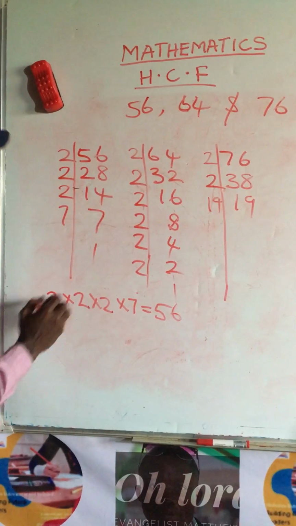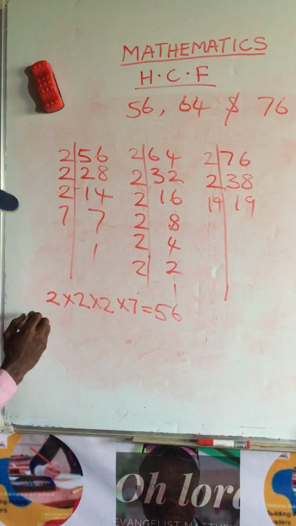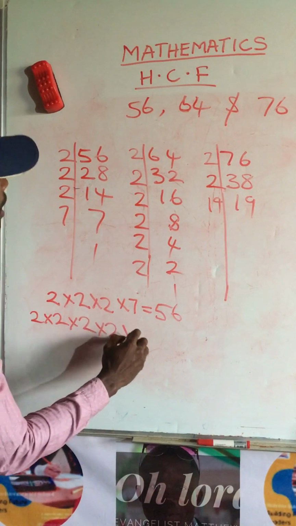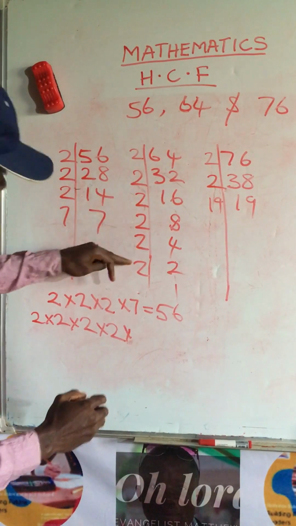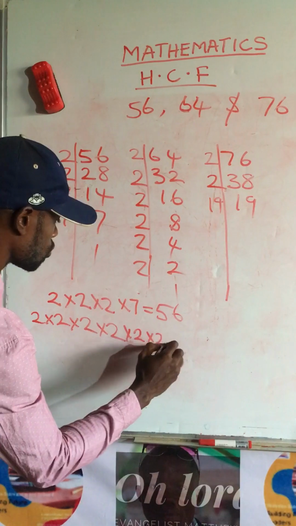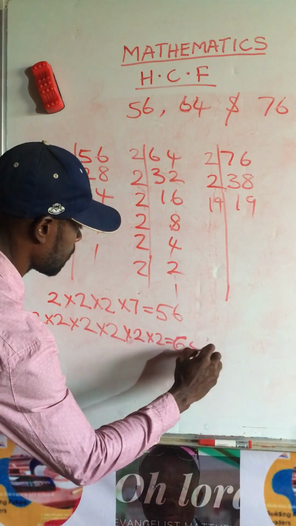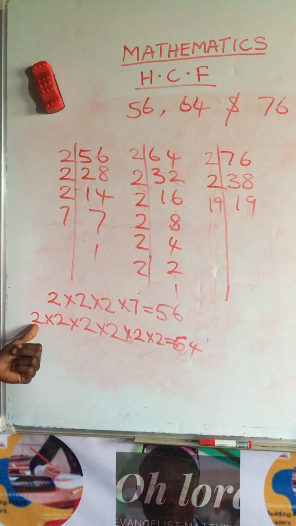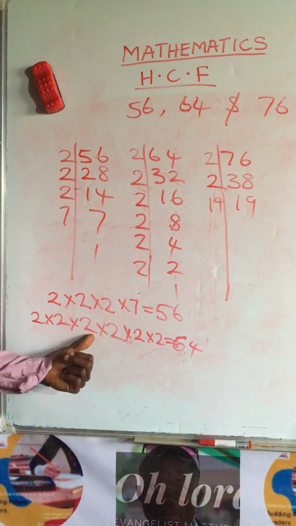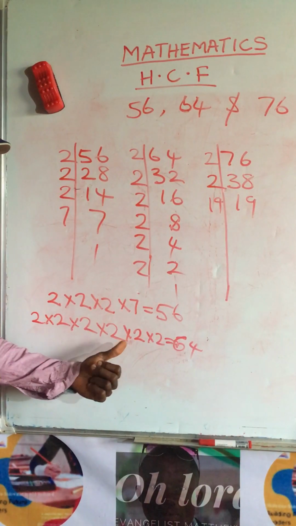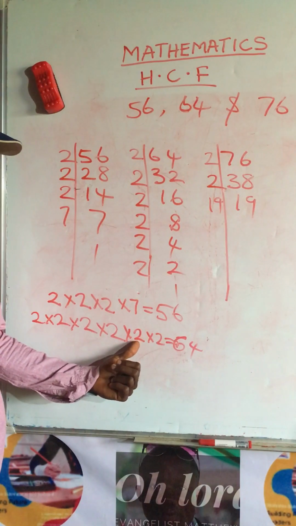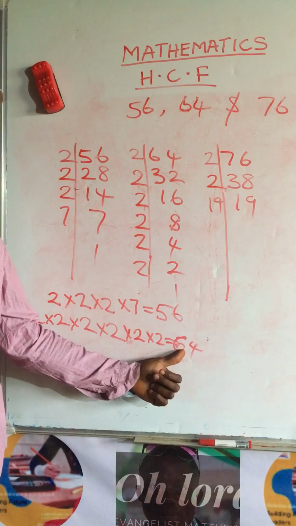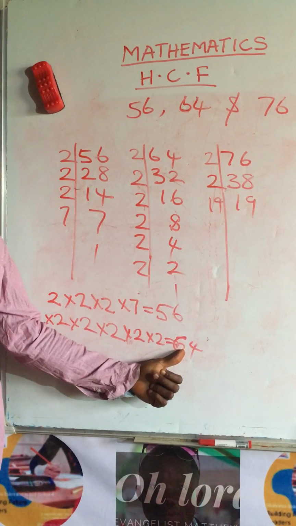So for 64, we have 2 times 2 times 2 times 2 times 2 times 2 is equal to 64. Of course, 2 times 2 is 4, 4 times 2 is 8, 8 times 2 is 16, 16 times 2 is 32, 32 times 2 will give you 64. That means we are on the right side.